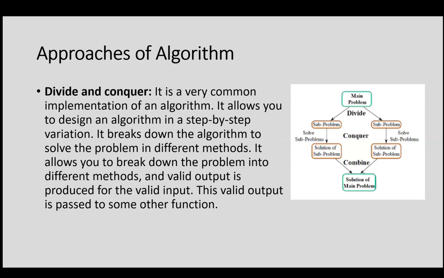You divide it, and from that you conquer whatever you want. For one problem you conquer one solution, the solution of the sub problem. Then for another sub problem you conquer the solution for it. Now you combine both of them, and by combining them you get the solution for the main problem. So this is how the divide and conquer approach of algorithm works.